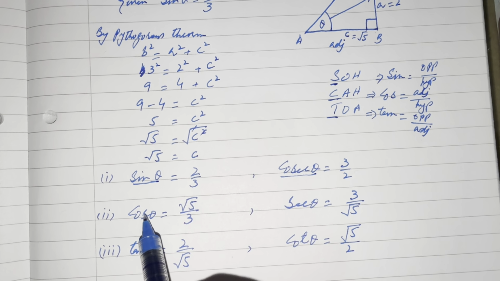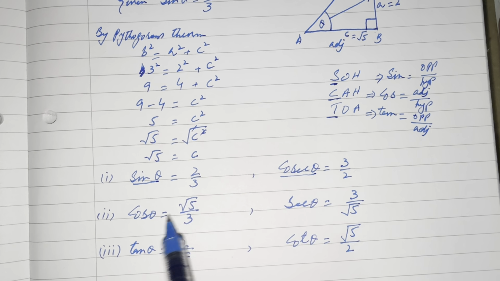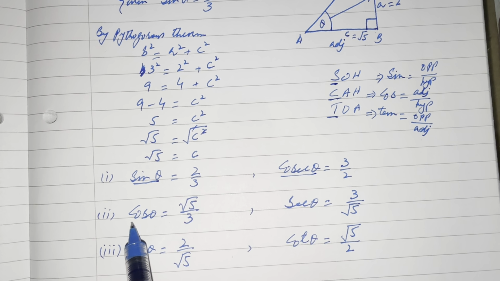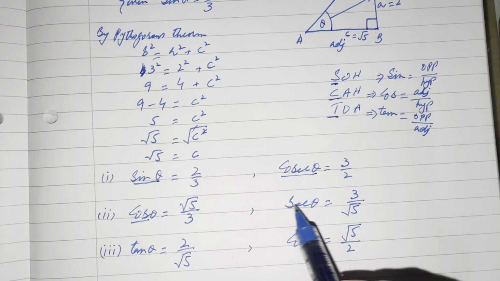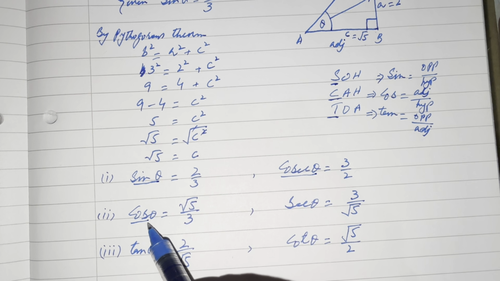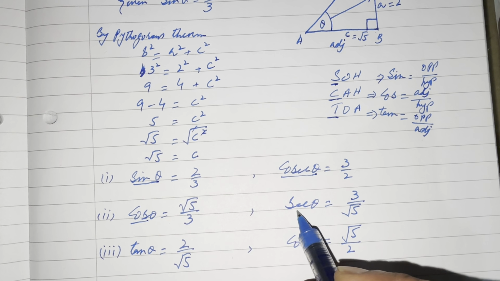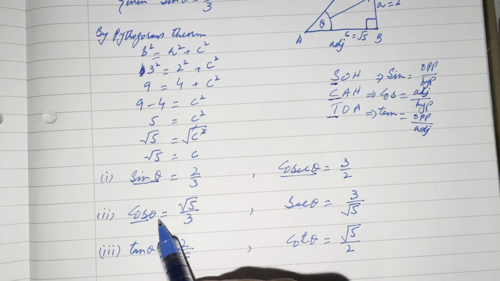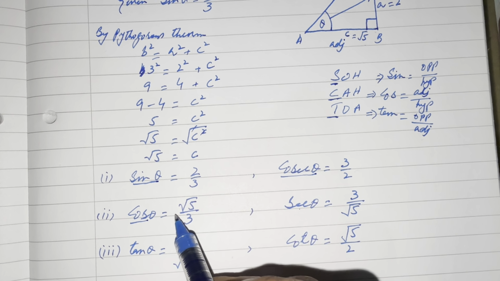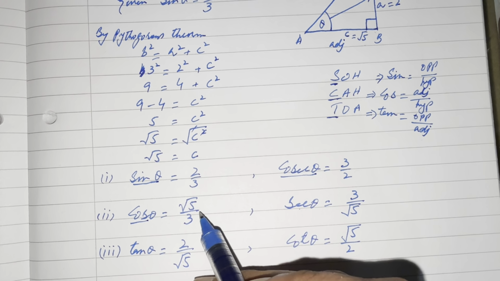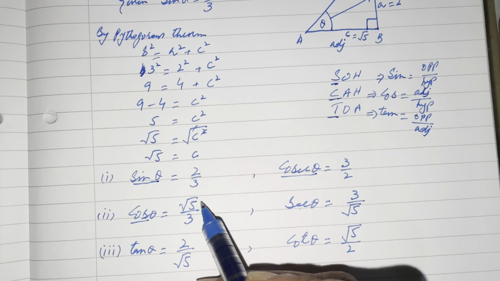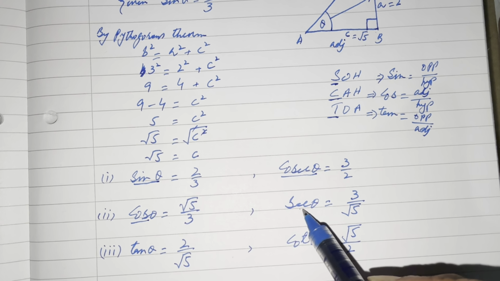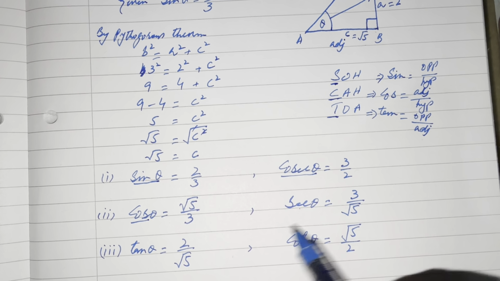We have already done a lot of practice on these things. So the second ratio is cos theta. The reciprocal or the opposite of cos theta is secant theta. So whatever the value of the ratio of cos theta, we have to change the denominator into numerator and numerator into denominator to find the secant theta ratio.